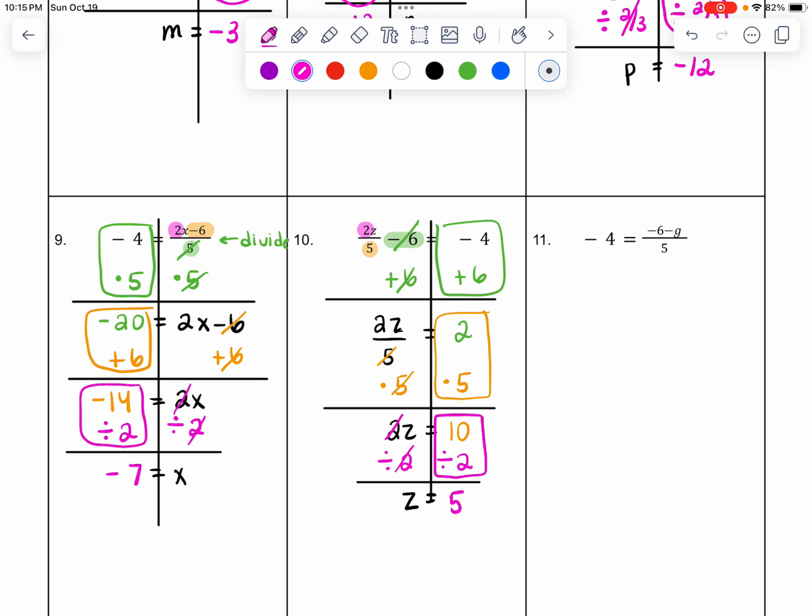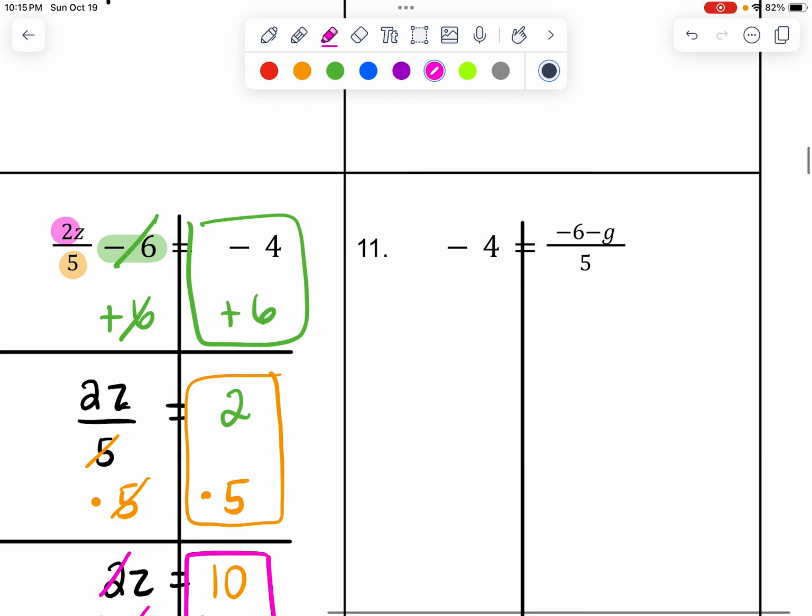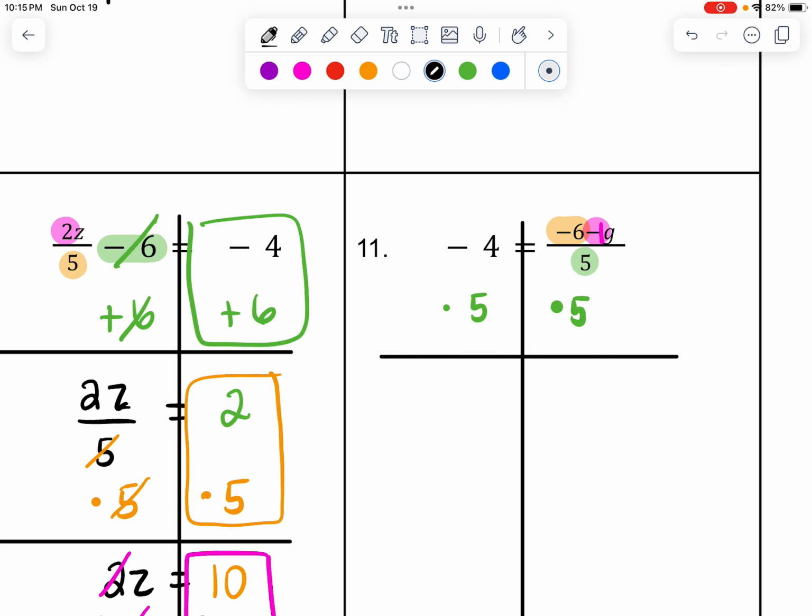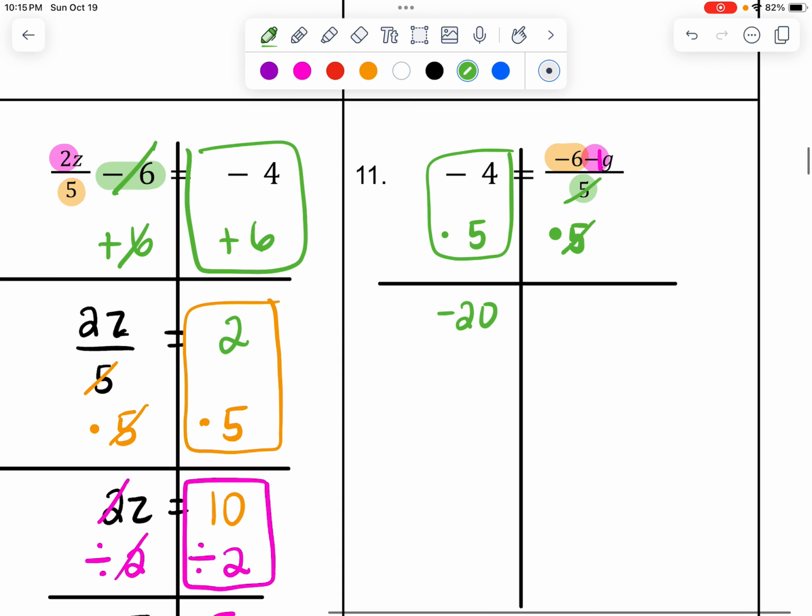All right, last but not least in this whole video, let's draw a vertical line through our equal sign. I can see that again, there are a few different numbers by the g. If I zoom in really close here, you can see there's actually a negative by the g. Don't forget that that's an invisible -1. So we've got a -1, we've got a -6, and we've got a 5. We're going to start with the number that's farthest away, which is the 5. So we're going to multiply to undo the division. I'm going to multiply by 5 on both sides. And when I do that, on the left side, -4 times 5 is -20. And on the right side, the 5's cancel.